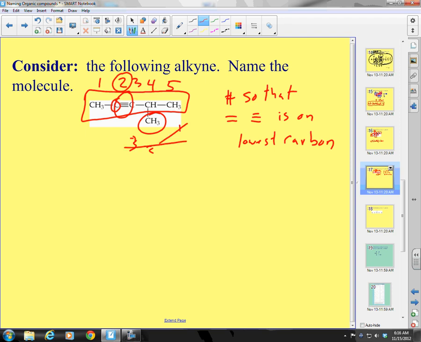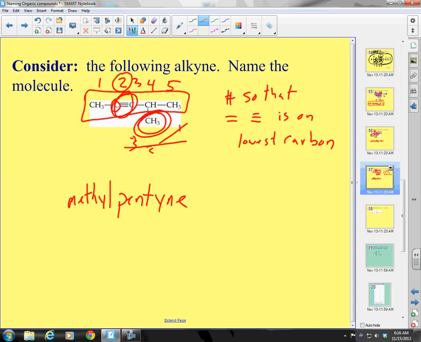So how do I name this? It's 1, 2, 3, 4, 5. It's a 5er, so that means it's a pent. But I have a triple bond. That means it's not a pentane, it's a pentyne. I've got a group on it. What kind of group? A methyl. I have a methyl group, and on what carbon is that methyl?